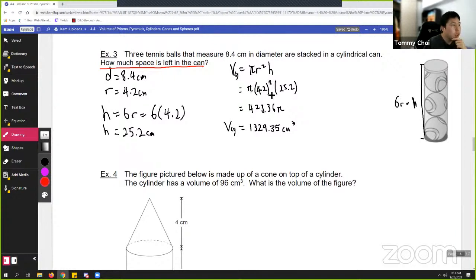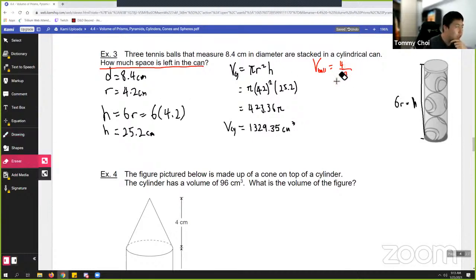So the issue that we have here is we found the volume of the can. We didn't find the volume of the tennis ball. So we need to find the volume of the tennis ball. So volume of ball is equal to 4 pi r cubed divided by 3. Okay? So you gotta read the question carefully. If I didn't say that, I don't think some people would have caught that, right? So it's very important that you read the question carefully.